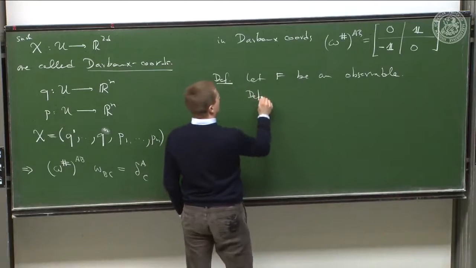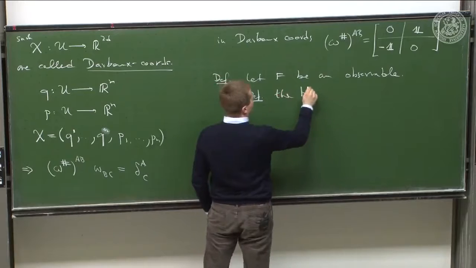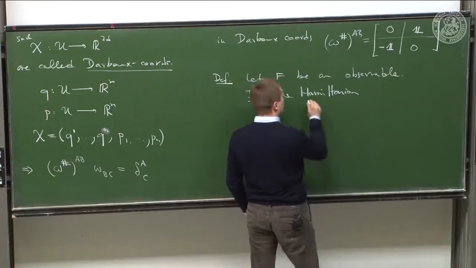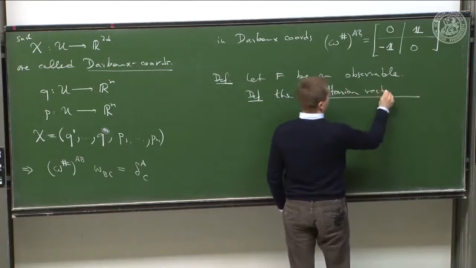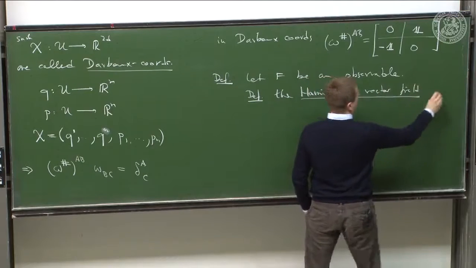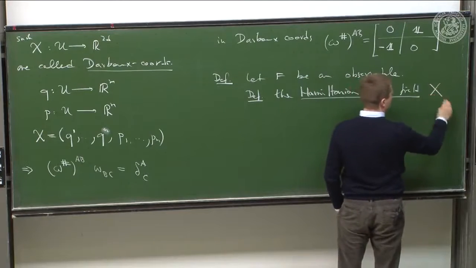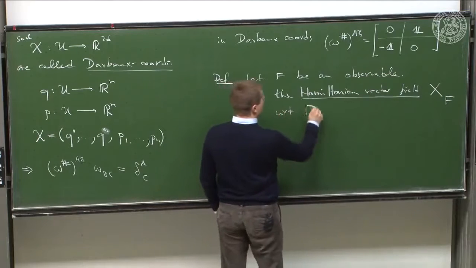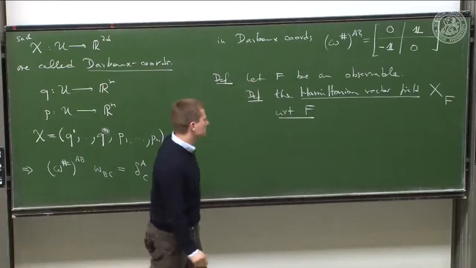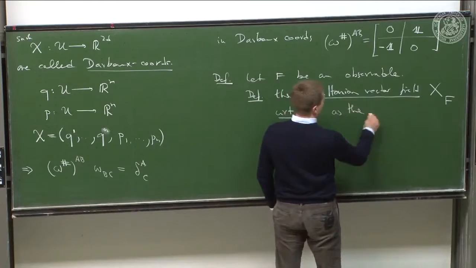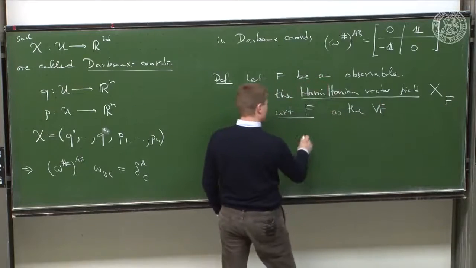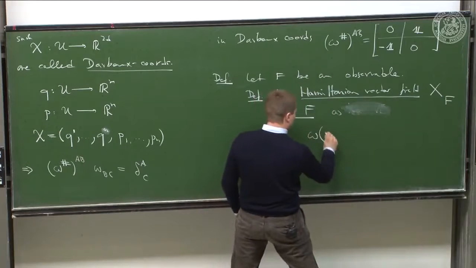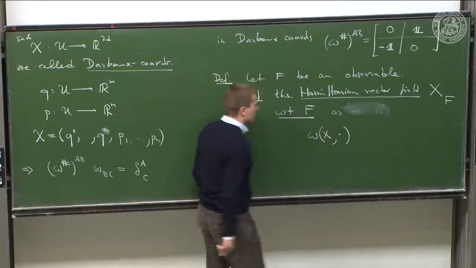So a smooth function on the symplectic manifold. Then we define the Hamiltonian vector field. Again, it has nothing to do with the Hamiltonian. The Hamiltonian vector field, let's give it a name, capital X sub F, with respect to the observable F, that's the full name, as the vector field X_F, well, as omega X comma open slot.